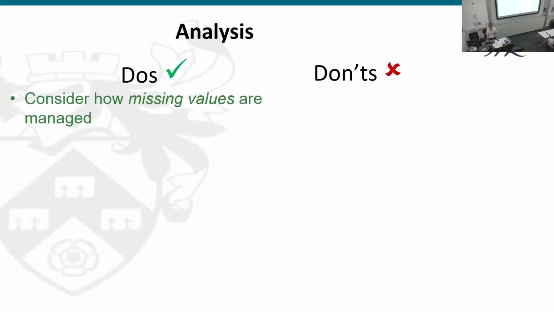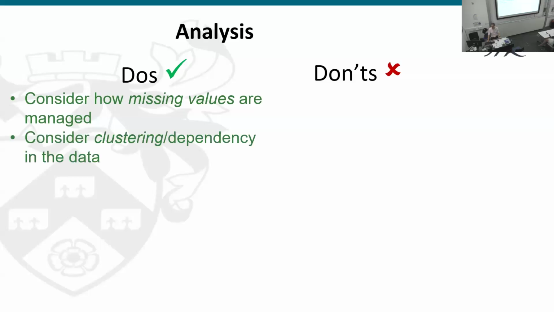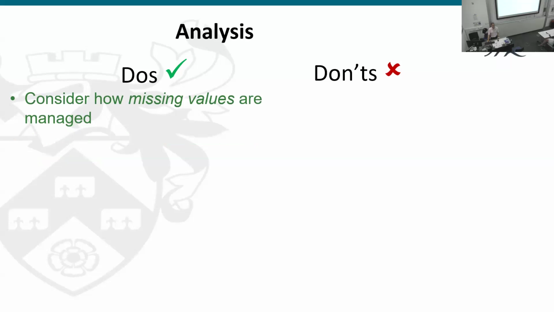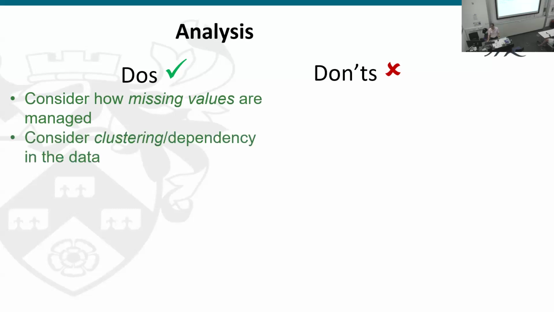So when doing analysis, do consider how your missing values are managed, and that goes for outcomes as well as predictors. There's a lot of stats papers you'll read that say never impute outcomes. That's nonsense, particularly in a selection study, personnel selection studies. You will get very distorted results if you don't find some way of correcting for the missing outcomes in those who are not selected in.